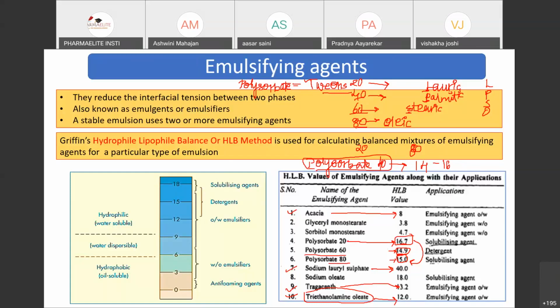Polysorbate 20 was given, the HLB of 20 is 16, the HLB of 60 is 14.9, the HLB of 80 is 15. Now they have asked for the value in between; they asked for the HLB of polysorbate 40. So if the value of polysorbate 40 is asked, the HLB of polysorbate 40 will be between polysorbate 20 and 60 only, it won't vary. The value of polysorbate 20 was 16, the value of polysorbate 60 was 14. So polysorbate 40 will be between 14 and 16. That's why the answer is between 14 and 16. Simple. I hope this helps.